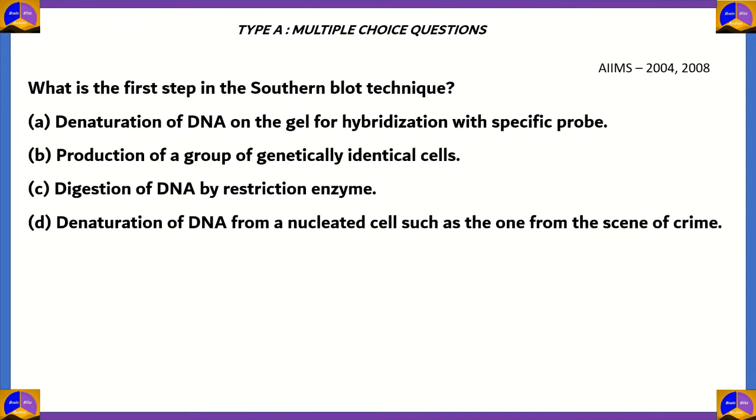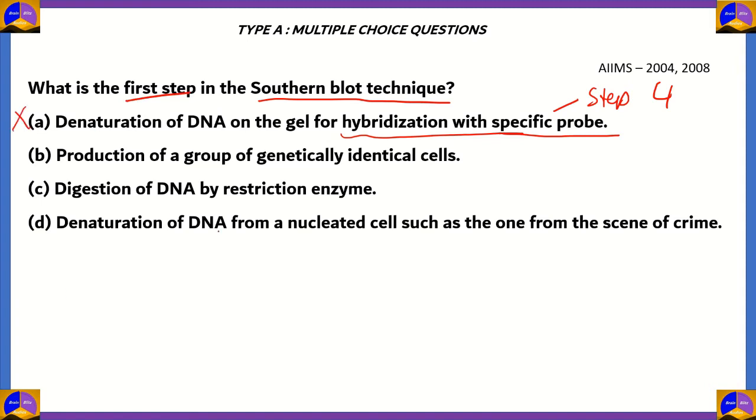This is the next question. What is the first step in the southern blotting technique? Southern blotting is a technique that we use in our DNA technology, basically to isolate a gene from DNA. If you look at the following options, option A is denaturation of DNA on this gel for hybridization with a specific probe. Hybridization with a specific probe is known as probe labeling, and this particular step is step 4 in southern blotting technique. We're asking for the first step, so option A is incorrect.